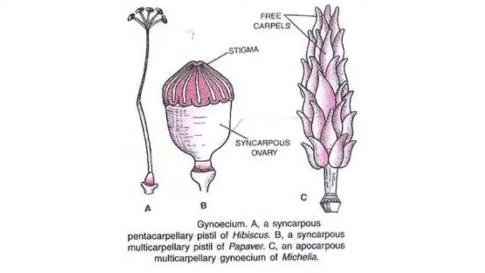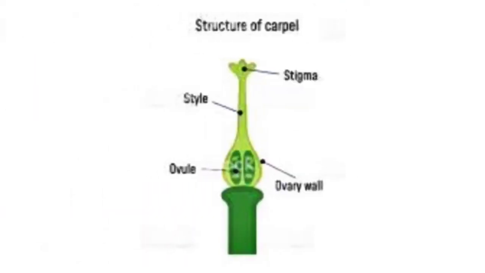Pistil may be syncarpous, that is, more than one carpel are fused together, right? As you can say in Solanum, etc. Or maybe apocarpous, that is, carpels remain free, as you can say in rose, etc. A typical pistil consists of a hollow basal swelling ovary, an elongated style and a terminal stigma. Stigma serves as a landing platform for the pollen grain. As I have already told, it is a receptive organ which accepts the pollen.